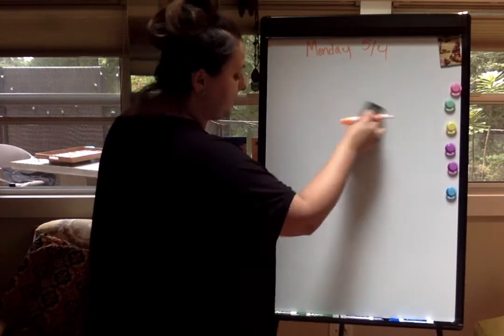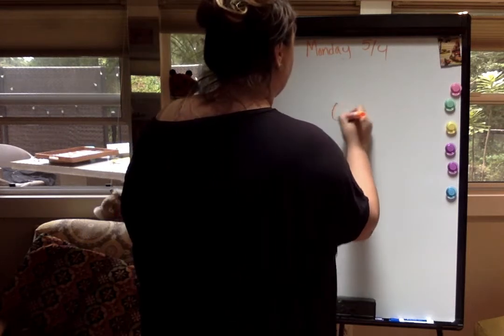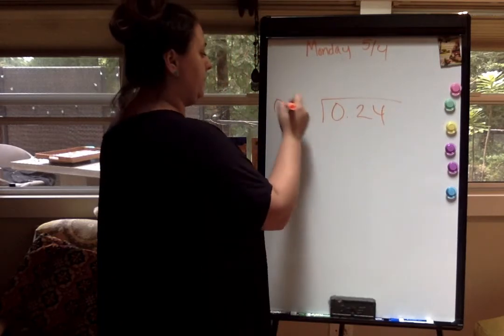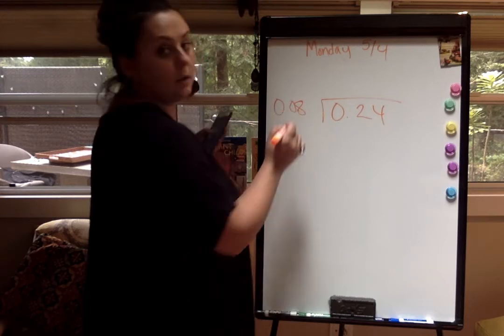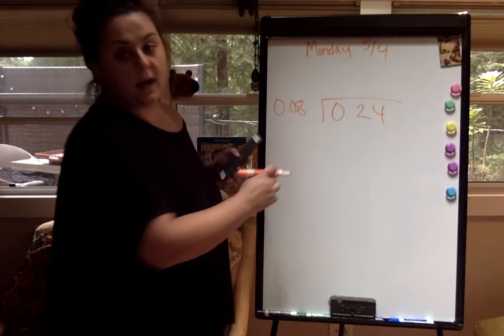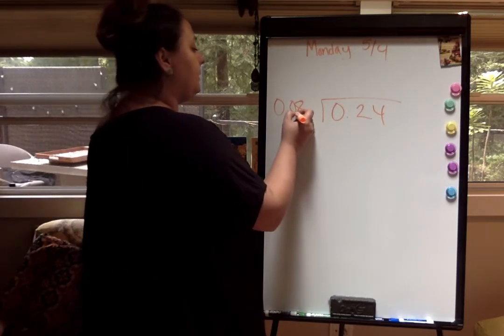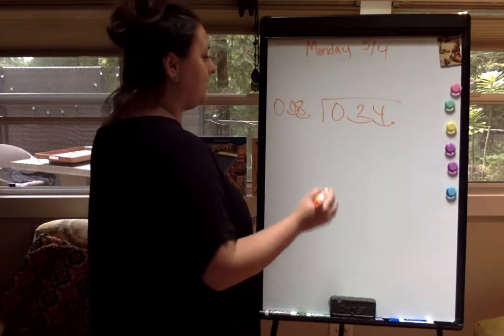All right, division of decimals. 0.24 divided by 0.08. Now, you know that you can't have a decimal in your divisor. You have to make it into a whole number. And whatever you do to the outside, you're going to do to the inside.